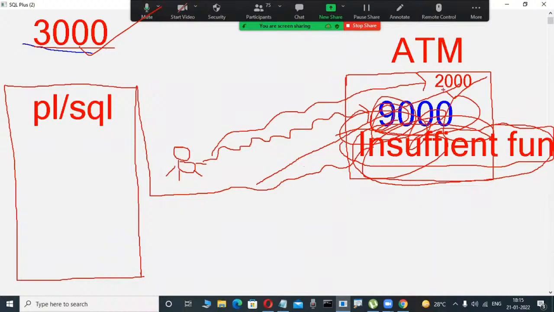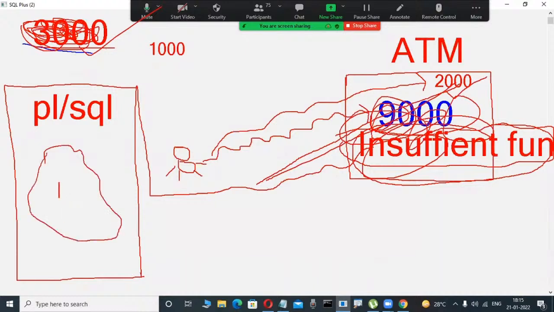Now, whenever we withdraw 2,000, what is the available balance? Here 3,000 minus 2,000, that is 1,000. That I want to reflect in my database. Otherwise, if you withdraw 2,000 and 3,000 is still available, the total banking system would collapse. Those transactions are all written through coding. That's why PLSQL developers are required on a project.